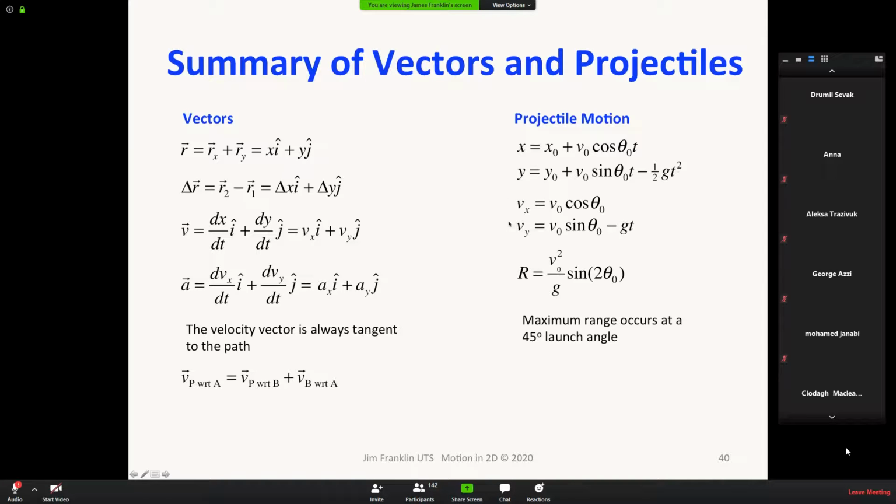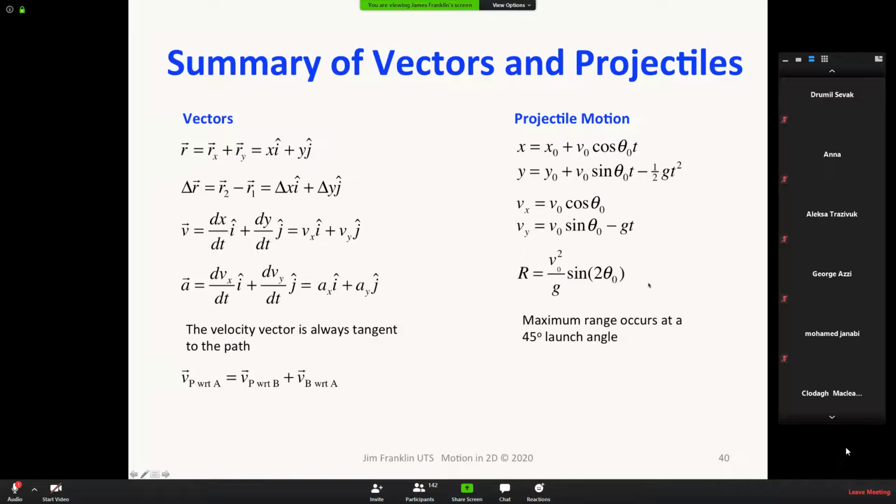And we can calculate these speeds. Remember, the x speed doesn't change at all because there is no horizontal acceleration. The y speed, we have an acceleration of minus g, so we can calculate it this way.